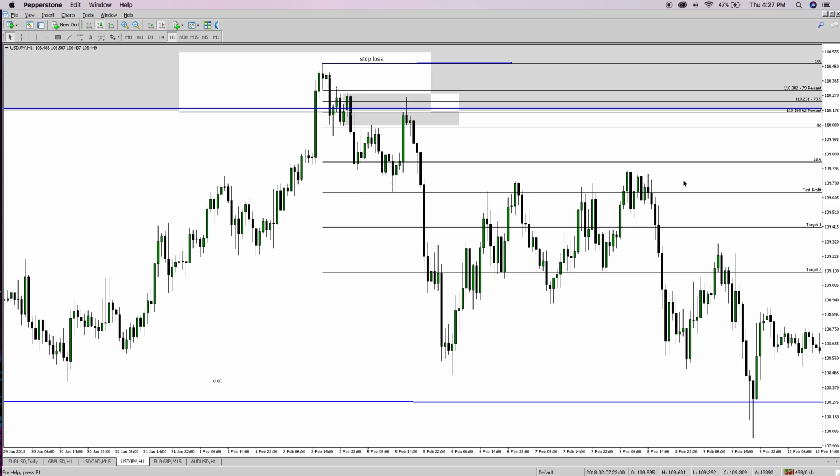And you can see I have first profit, target 1, which is really target 2, and then target 2, which is target 3. But look at that, how we traded up here, hit first profit, which from our entry would have been 55 pips. Then we hit second profit, 76 pips. Then third at 105 pips.